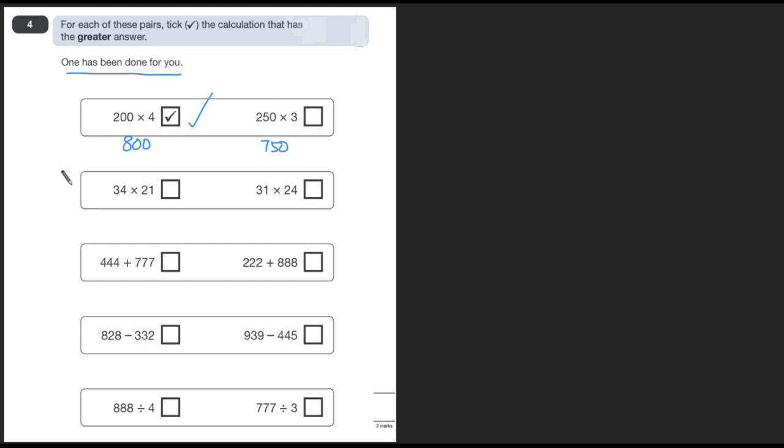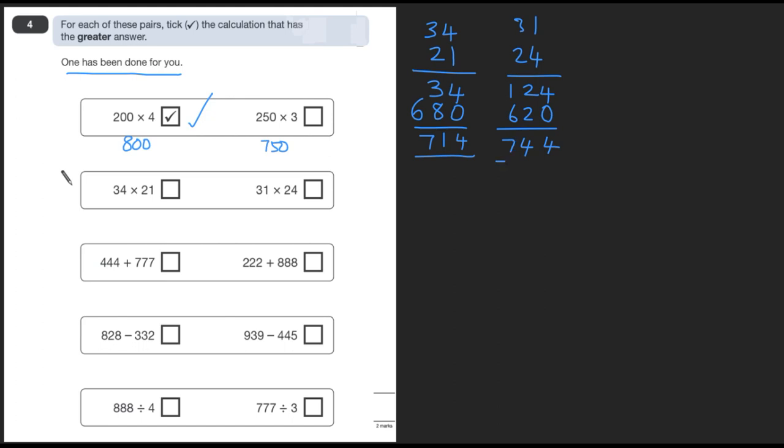The next one, I'm going to show all the working out. 34 times 21: 1 times 4 is 4, 1 times 3 is 3, and 0, 2 times 4 is 8, 2 times 3 is 6, and add them up, 714. Then 31 times 24: 4 ones are 4, 4 times 3 is 12, and 0, 2, and 6, and 4, 4, 7. 744 is bigger, so that is that one.